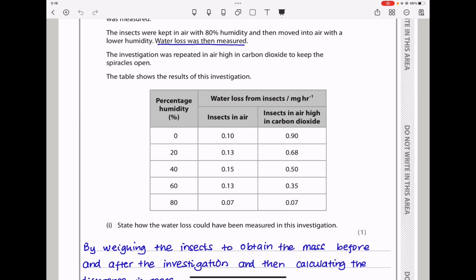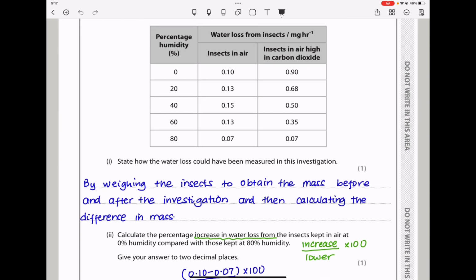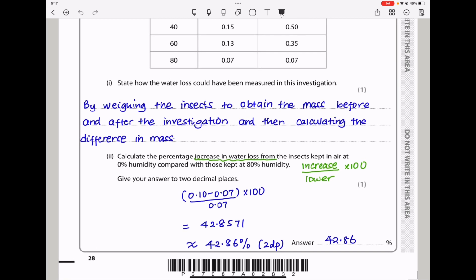So here we have the percentage humidity as it increases, and then the water loss from insects. We can see insects in air and insects in air high in carbon dioxide. The first question says, state how the water loss could have been measured in this investigation. So here we could do that by measuring the mass of the insects before and after the experiment. If there is a decrease, the mass of the insects will go down. So I said by weighing the insects to obtain the mass before and after the investigation and then calculating the difference in mass.